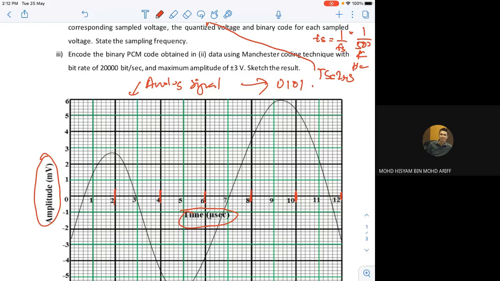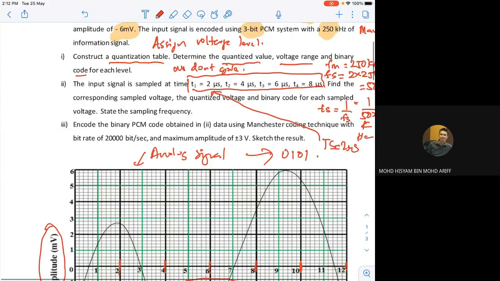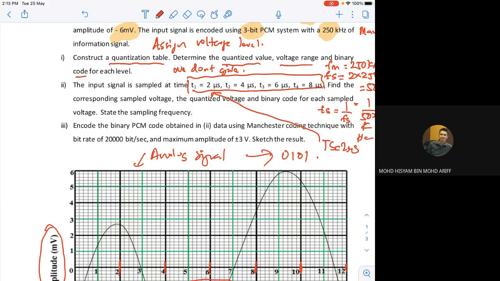If the question does not give it, you must find the interval of every 2 microsecond. If not, you just follow here: sample at T1, T2, T3, T4. Chop means this is the sampling. Question number 2 is on the sampling part. Question number 1 is on the quantize. And the last one is the encoded binary PCM, meaning after the encoding process. This one is on encoding. After encoding, you put it into Manchester.